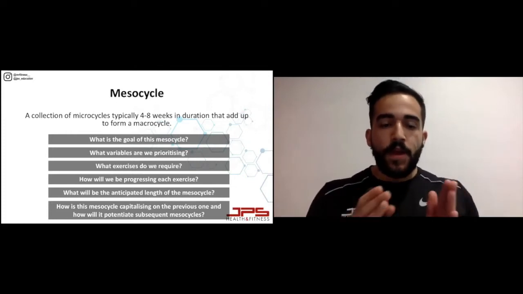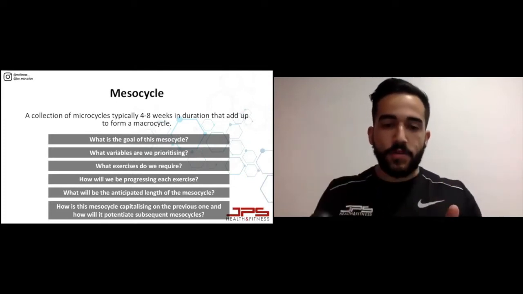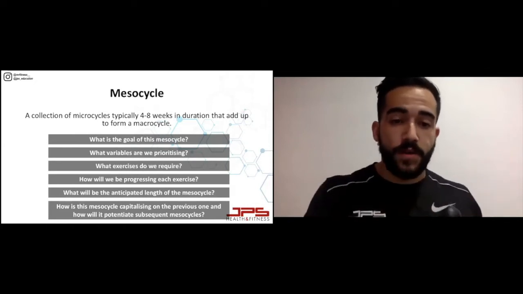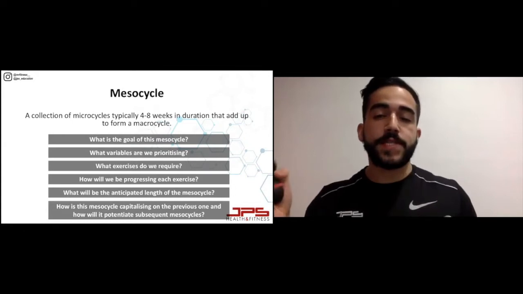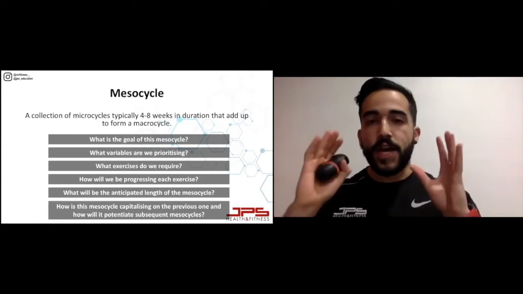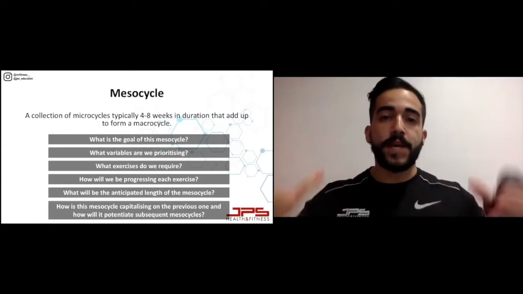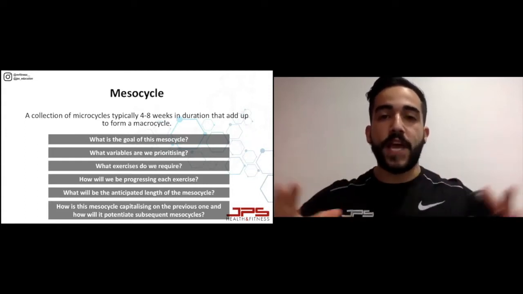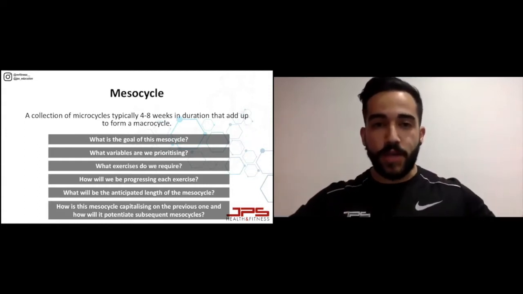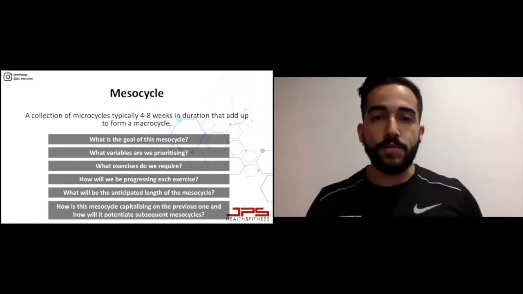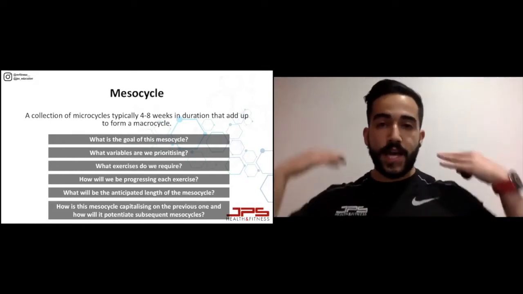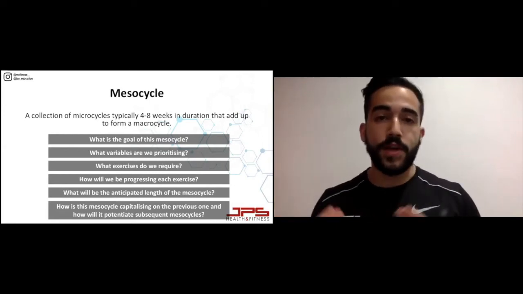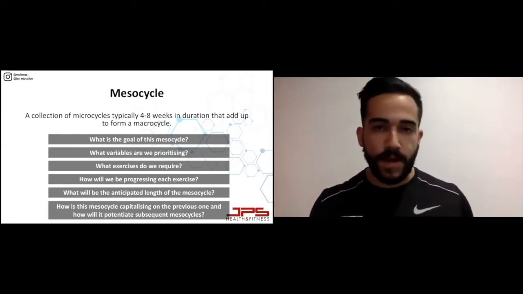Now, again, this is probably one of the most important considerations you need to make when creating a mesocycle. How is this current mesocycle that I'm prescribing for my client capitalizing on the previous one? And how is it going to potentiate subsequent mesocycles? So you can't think of mesocycles as being individual. Remember, I said there needs to be coherence evident throughout the macrocycle plan. So what I'm doing now needs to take advantage of what I did last week and needs to potentiate what I'm going to be doing in the future. So it needs to make sense.